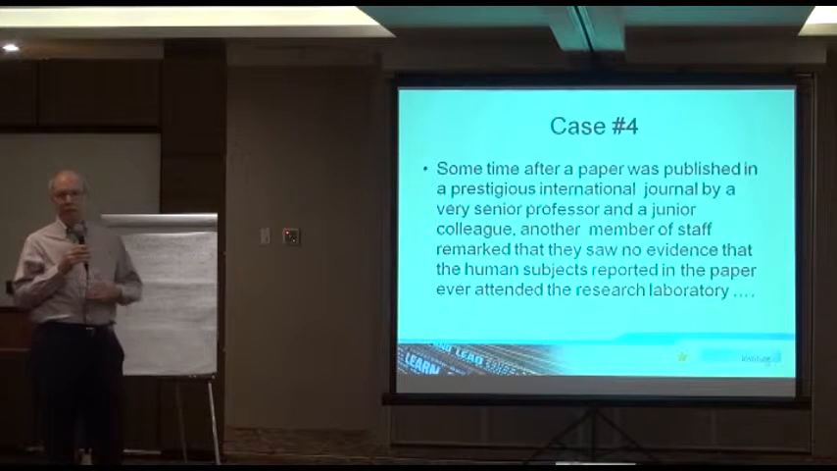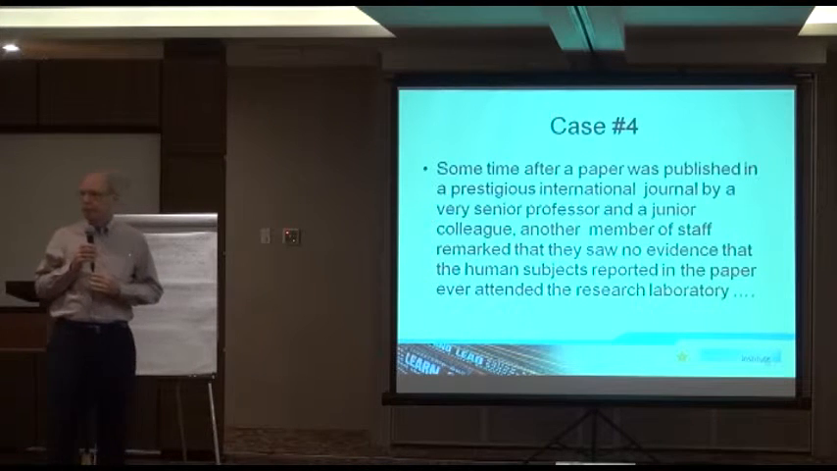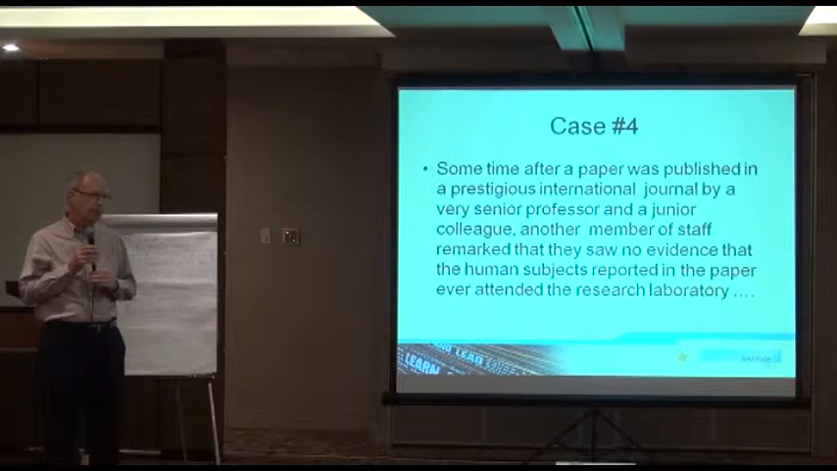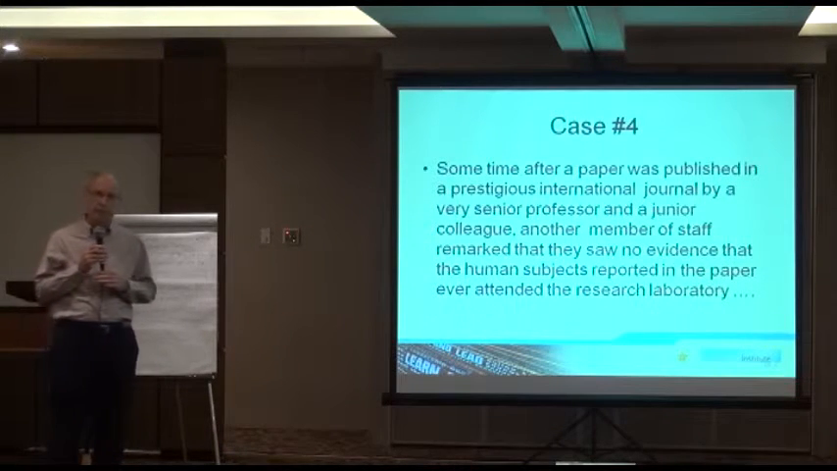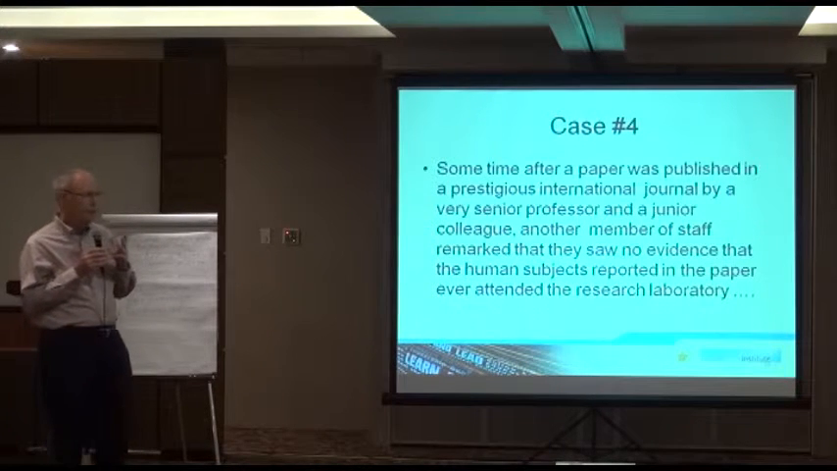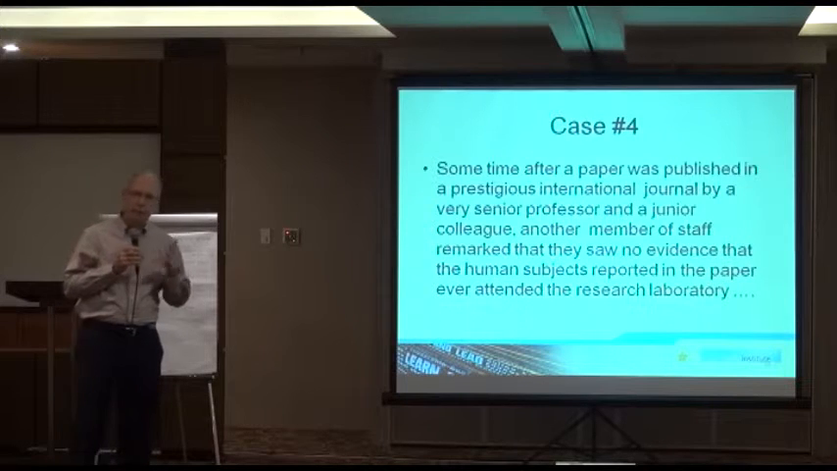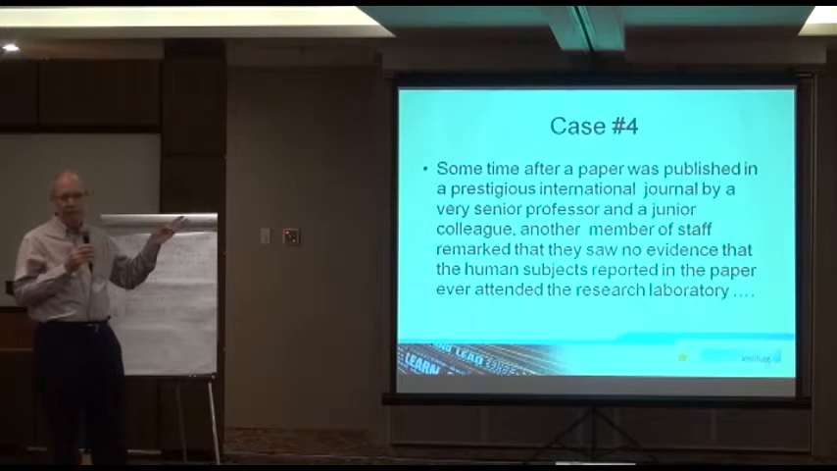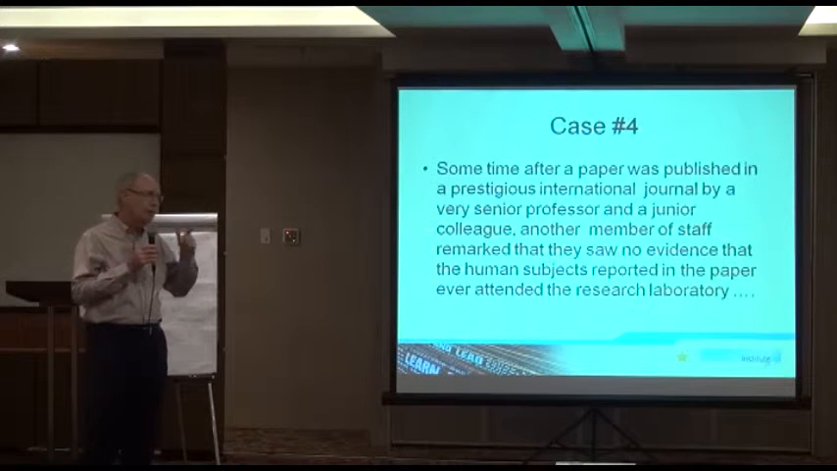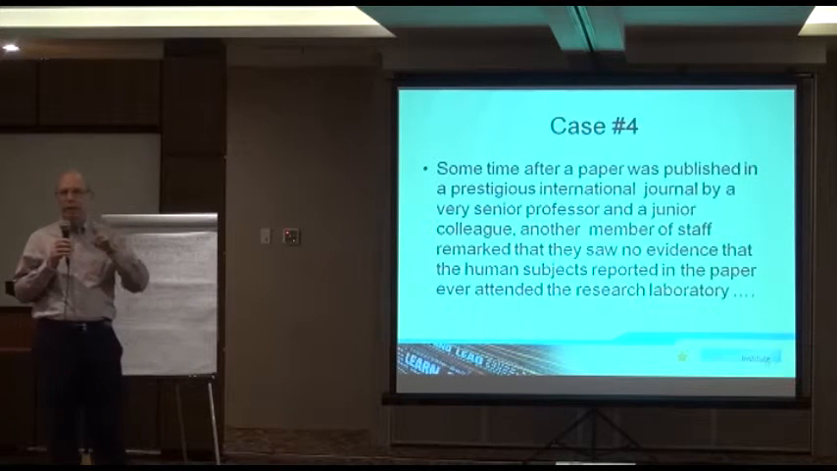The next step that the university took was to undertake an investigation of previous publications by this senior professor. They found three or four more papers that they needed to retract based on the evidence. They then investigated the junior colleague and found several other papers there, both with the senior author as well as on his or her own.